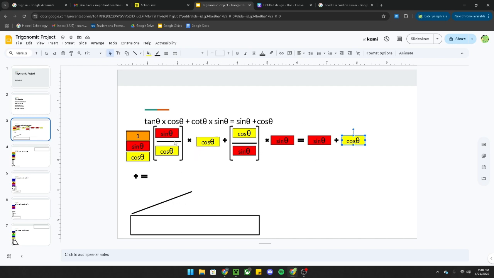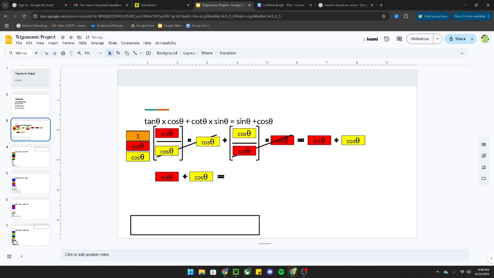thing that you can cross out is the denominator cosine and cosine right here. Since they're multiplying together, you can cross those out. Then you would get sine plus, oh wait, I take that back. What you can do again is cross these two out since they multiply as well. So it would be sine plus cosine equals sine plus cosine.